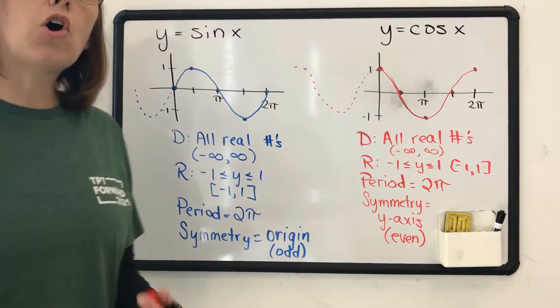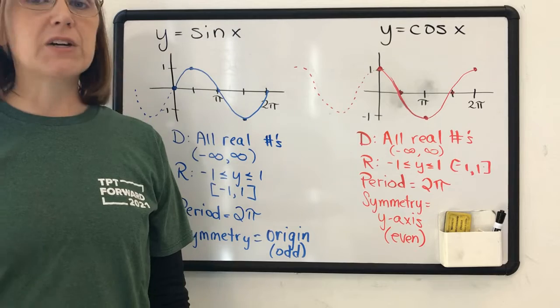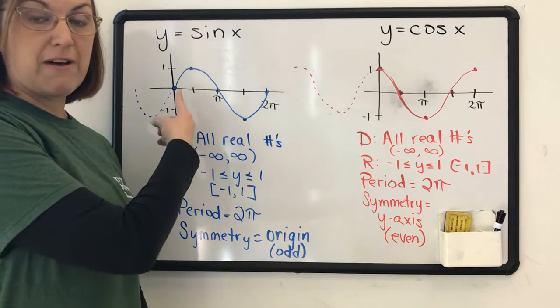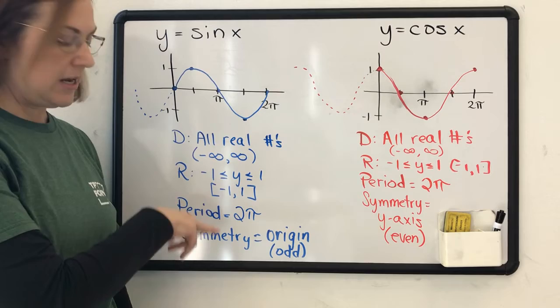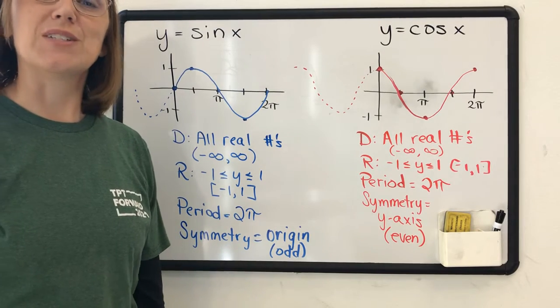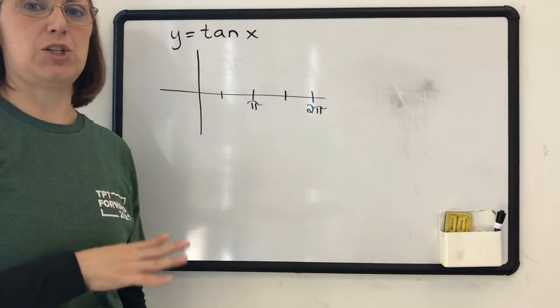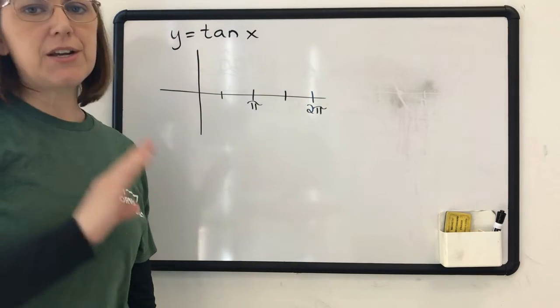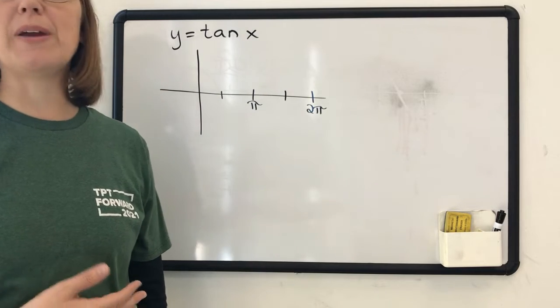So again, here's all the pieces of information you need to know about these two very important trig graphs. You want to know your 5 points, your domain, your range, your period, how long it takes before the graph repeats, and of course your symmetry. Okay, now let's turn our attention to the tangent graph. You remember that sine and cosine were very similar, had some similar points, similar domains and ranges.